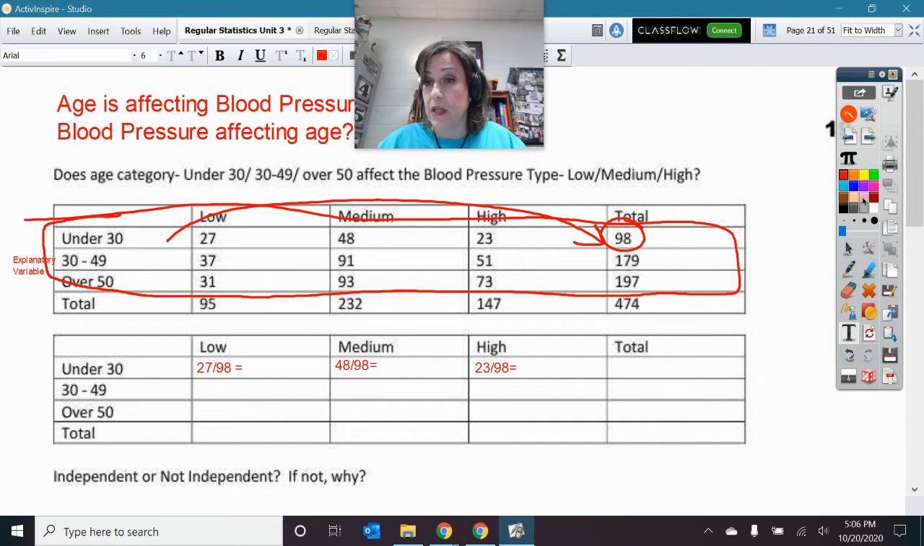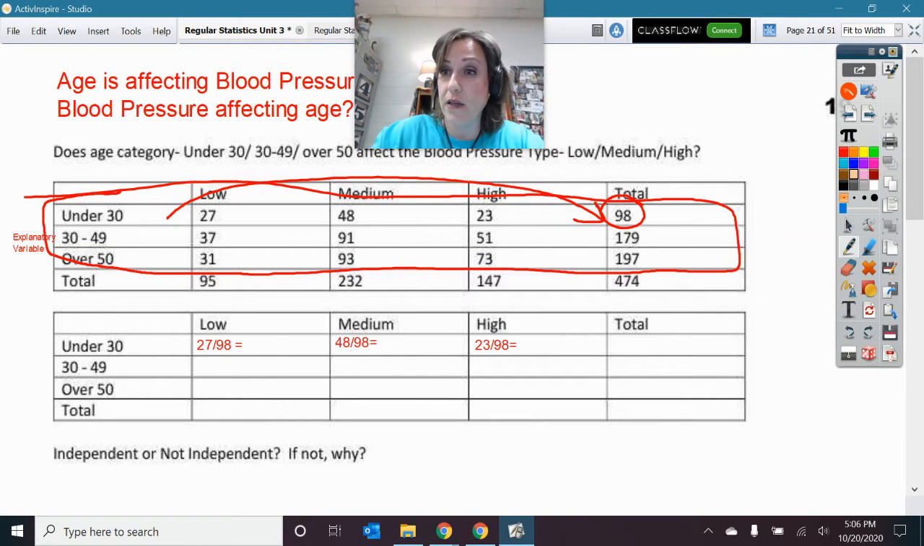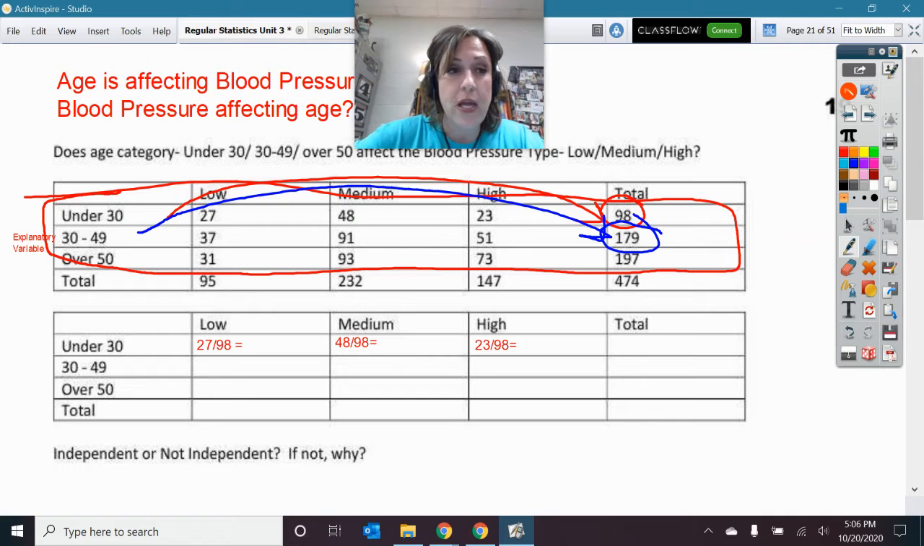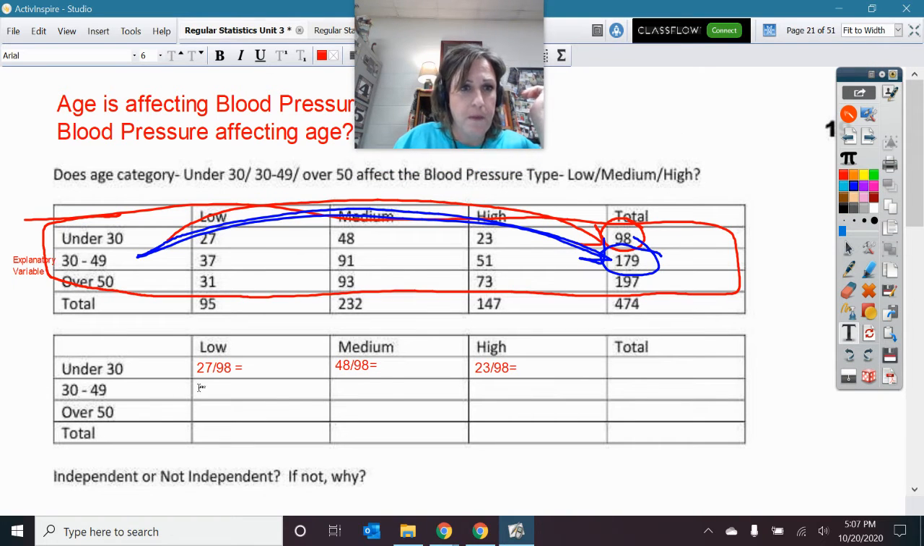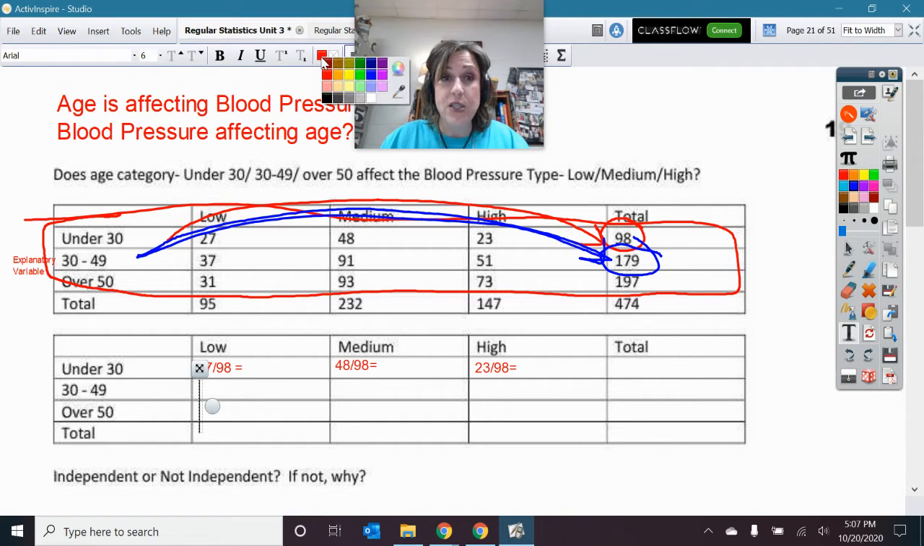Let's do another one. So look what's happening now. So now I say, hey, you know what? Let's do the fact that you are 30 to 49. There were 179 people in the 30 to 49 category. So that means my denominator every time on this line is the 179. So here I go. So 37 out of 179. I think I'm going to do this in a different color so that we can see these ones that have a different denominator. So here I go.